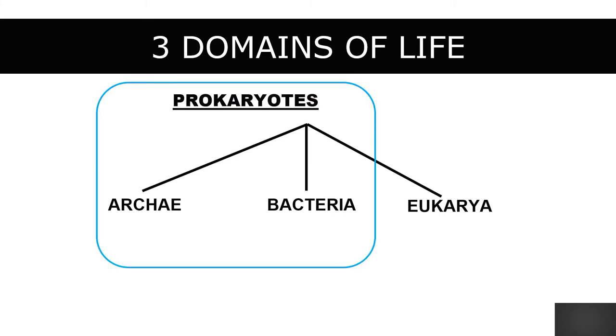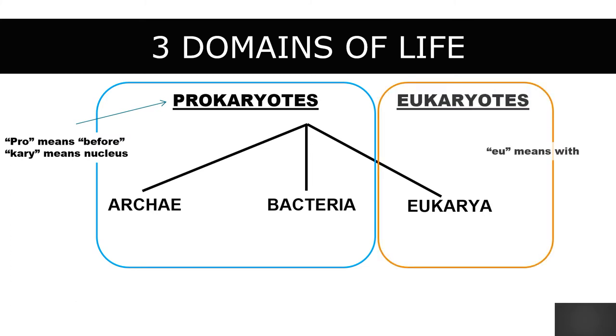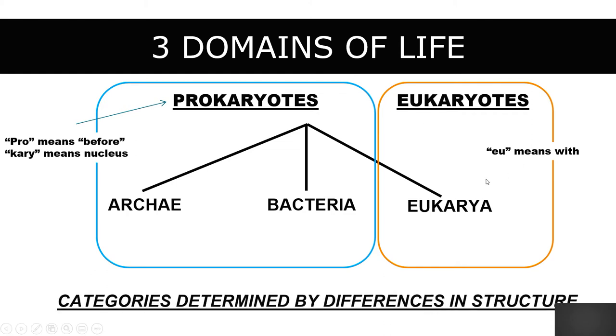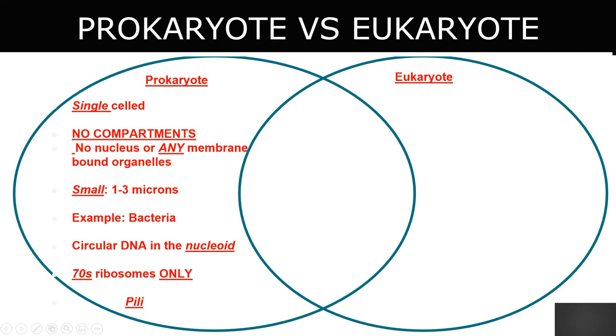I want to introduce you to maybe some new words you've heard before, but not really. So archaea and bacteria are both something called prokaryotes, and the pro means before, and kary means nucleus. So prokaryotes are the kind of organisms that existed before there was a nucleus. Over time, evolution occurred, and eukaryotes came along, and eu just means with. So eukaryotes are with a nucleus. These categories, prokaryotes and eukaryotes, are determined mainly by differences in their structure.